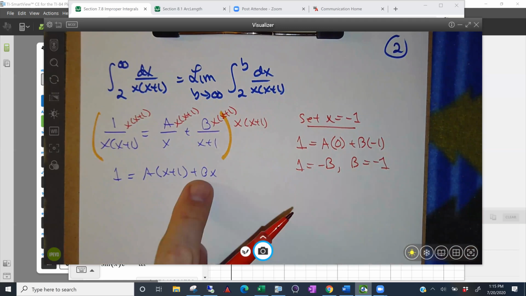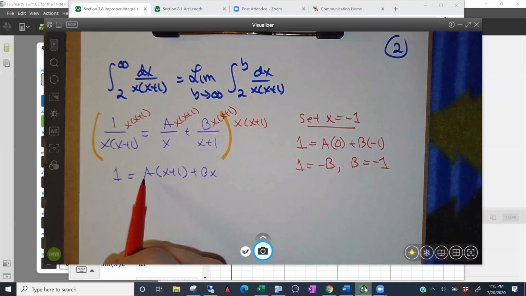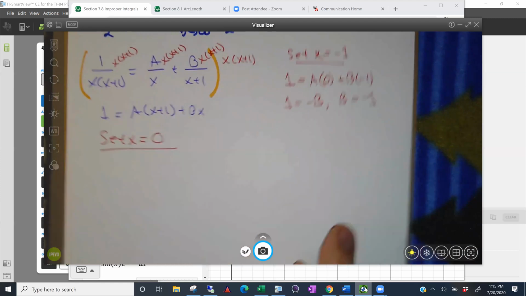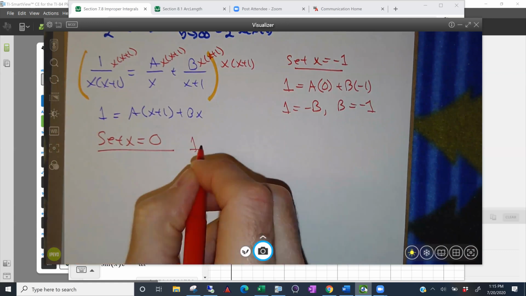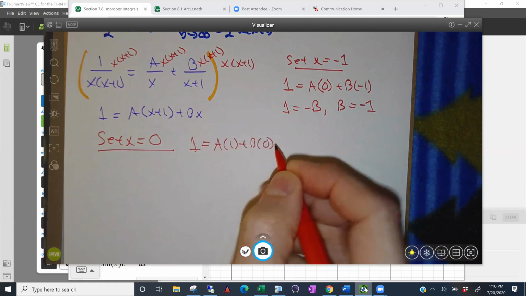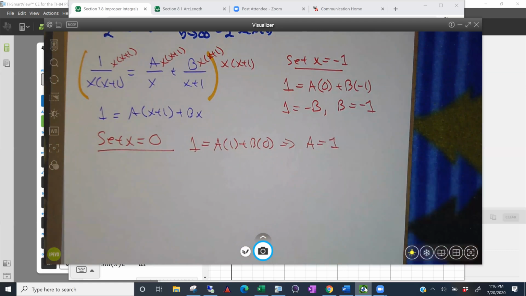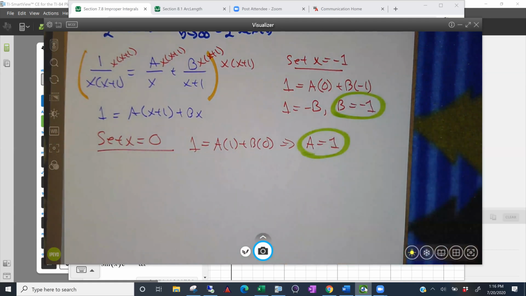All right, so I got B. Now I need to figure out A. What's another clever value of x that I can choose so that I can figure out A this time? 0. Perfect. Because if I choose 0, then this term disappears. And what am I left with? I'm left with 1 equals A times 1 plus B times 0. And that tells me that A equals 1. So I've got those two values here. I've got A and B.